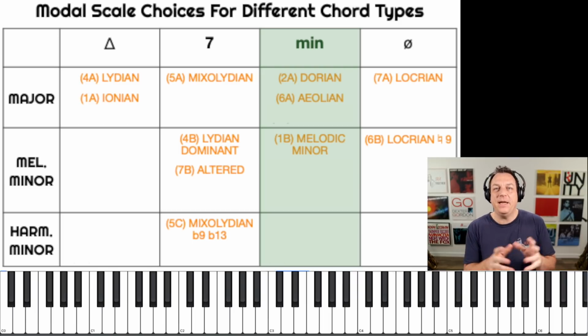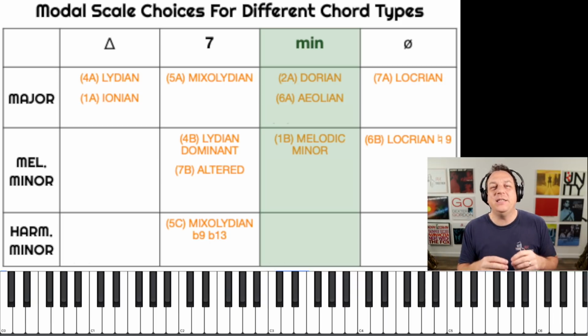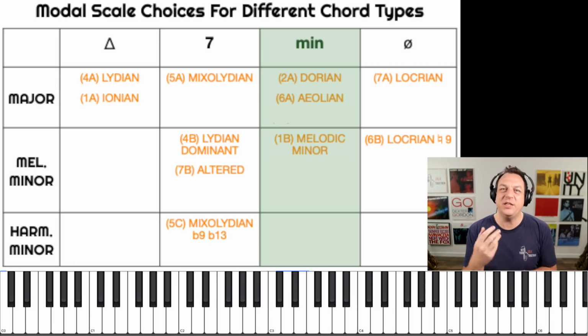So minors, easy. If it's a tonic minor, do you want the mysterious Aeolian, or do you want the kind of quirky and slightly brighter melodic minor? And if it's a 2-5-1, you just use Dorian.